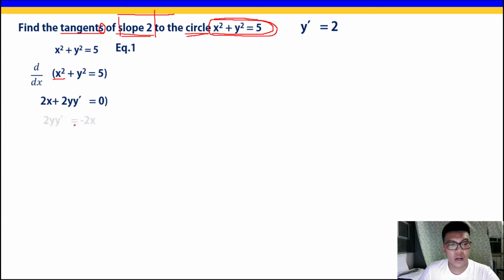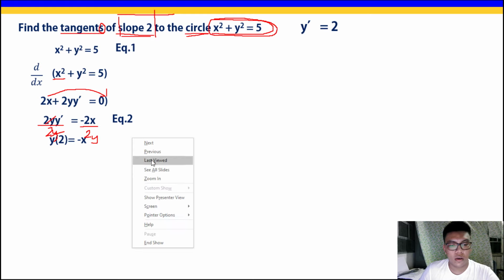So, solving for y prime, we have, so lipat yung 2x, so we have negative 2x. So, 2y of y prime, divide both sides by 2y, okay. So, we have now y prime is equal to, okay, mukhang sinolve na agad niya yung, okay. Ito pala yung solution ko dito.